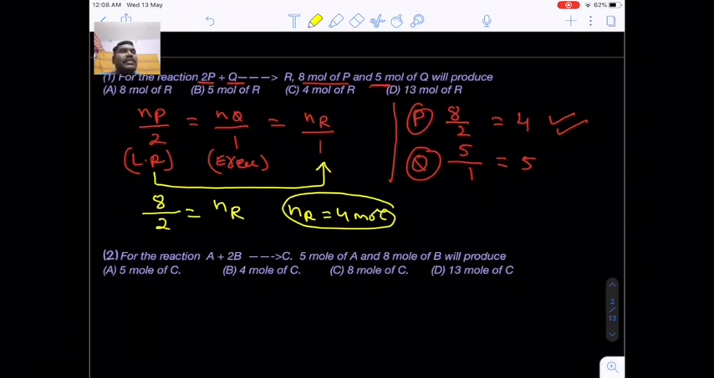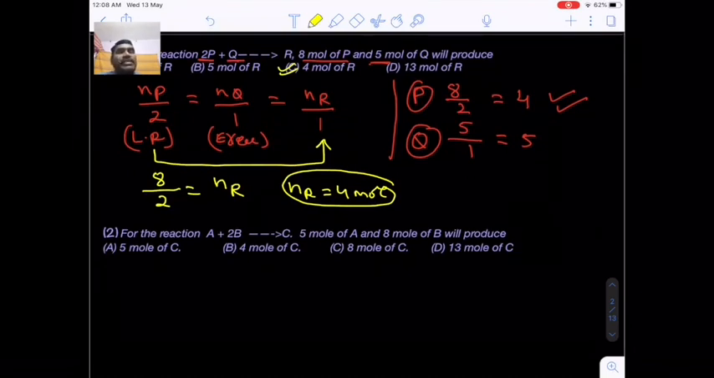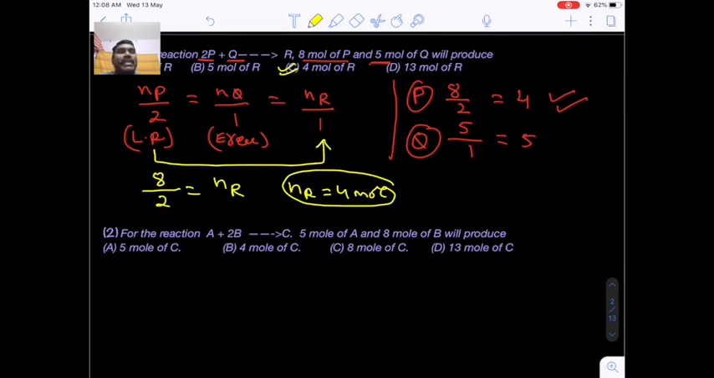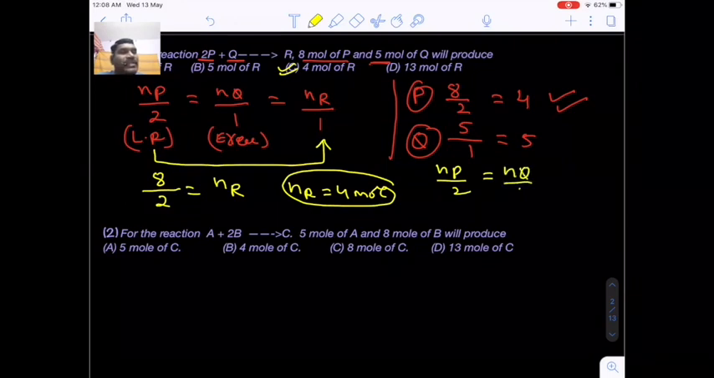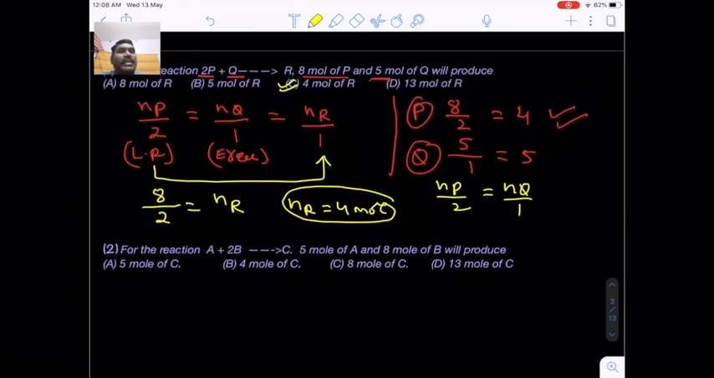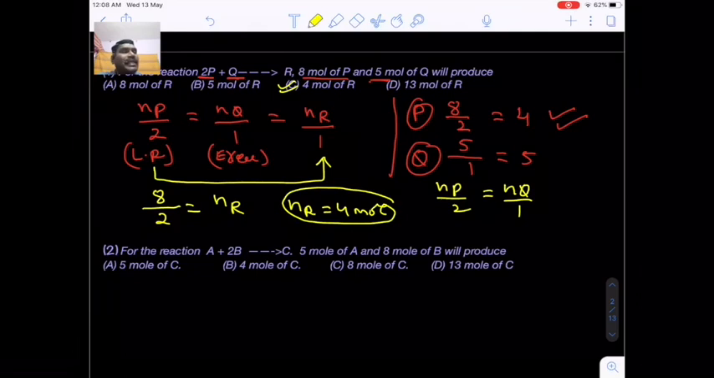The answer will be 4 moles. Now here, let's suppose, how many moles of Q will be left? Here, number of moles of P by 2 is equal to number of moles of Q by 1. Number of moles of P given to you here is 8. 8 by 2 means 4 moles. So number of moles of Q consumed will be 4 moles.